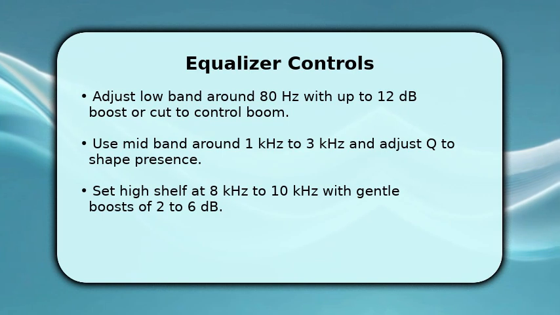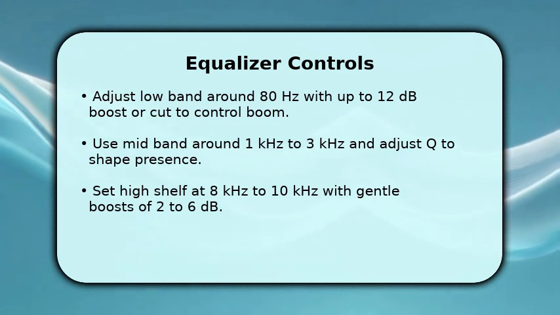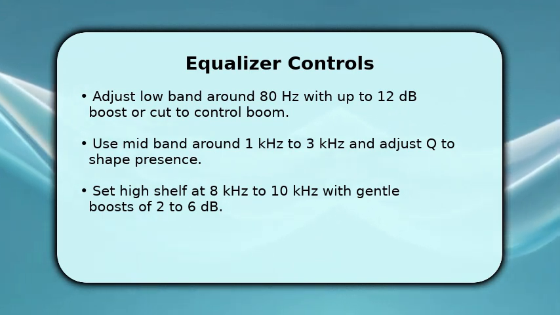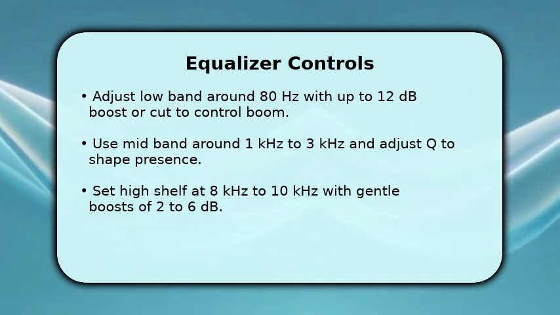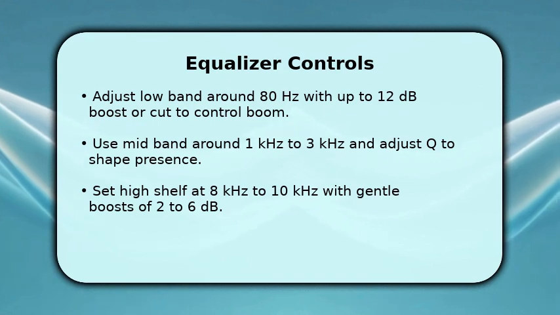For air and clarity, apply a high shelf between 8 and 10,000 Hz. Add 2 to 6 dB gently, and listen for sibilance and harshness afterward.